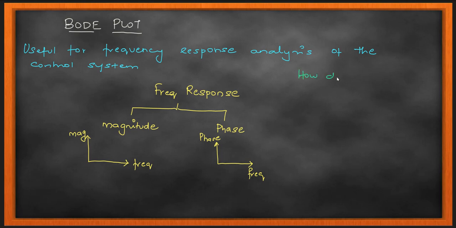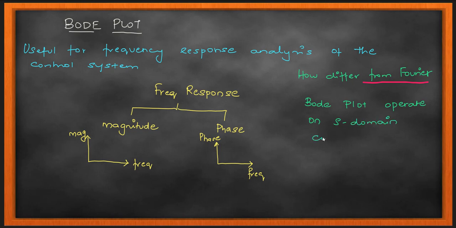Good. So for that we use this Bode plot. Bode plot is very helpful for representing your control system in the frequency domain analysis. Now you may ask a question, how is it different from a Fourier transform? We have studied that the Fourier transform does the same thing. The Fourier transform takes your signal or a system and represents it in the frequency domain.